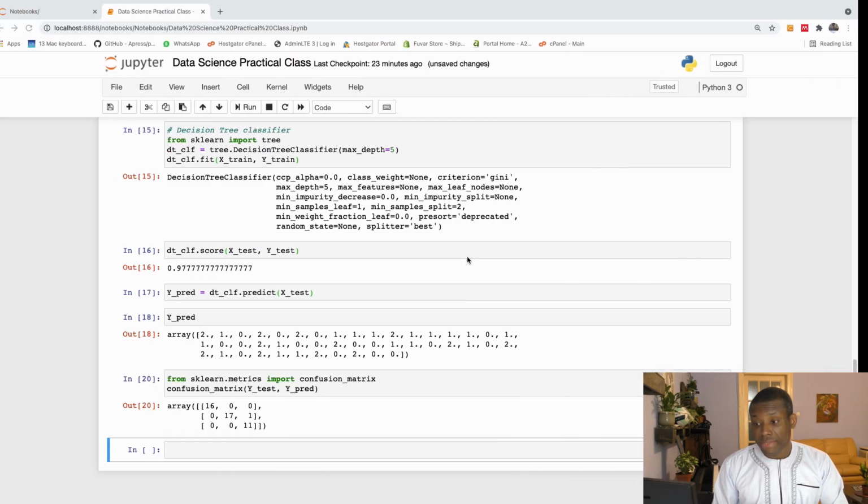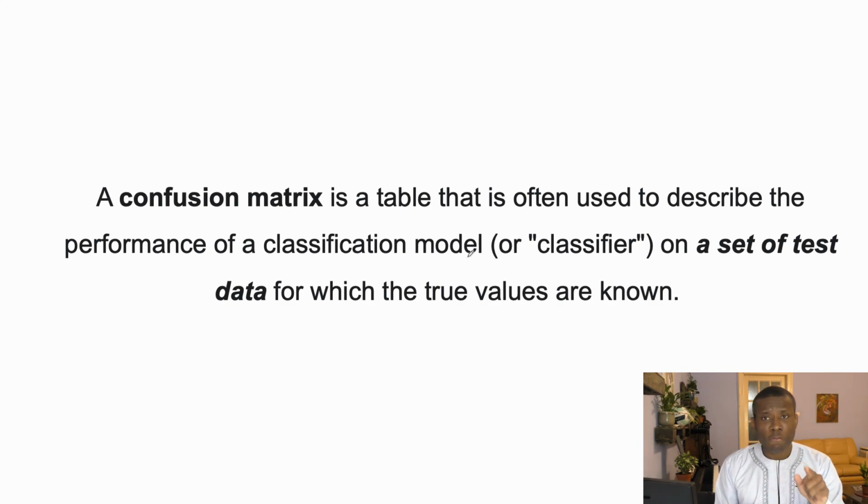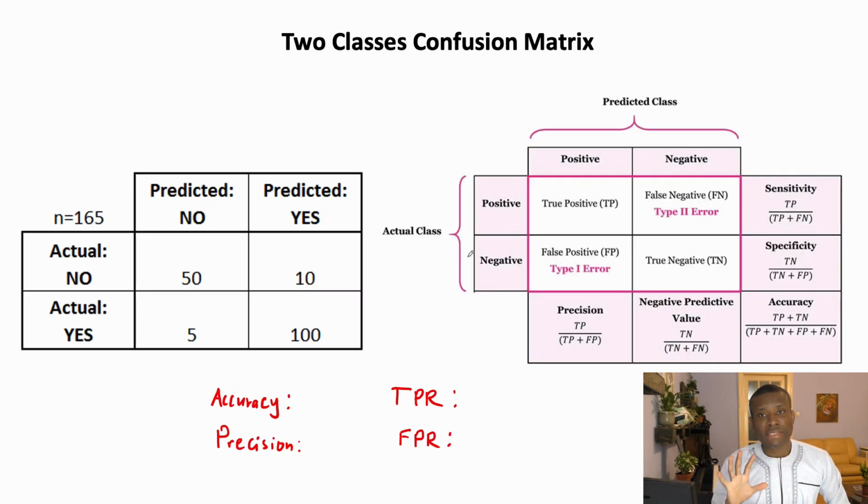So I'm going to go exactly to my presentation right here. A confusion matrix is a table that is often used to describe the performance of a classifier model on a set of test data for which true values are known. So you have to know how a confusion matrix works. Normally, it's a square table. Now, this is an example, so let me explain exactly what's happening here. This is a sample confusion matrix, and this is explaining what is happening.